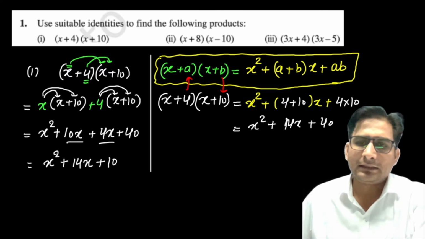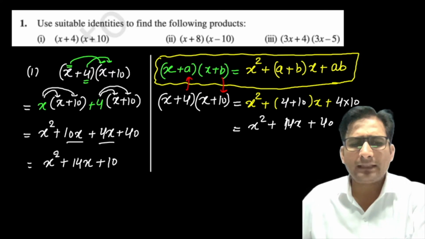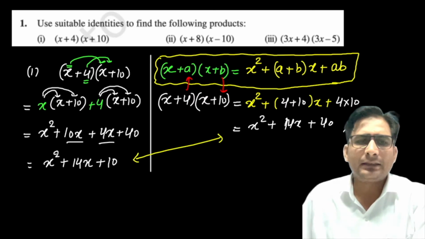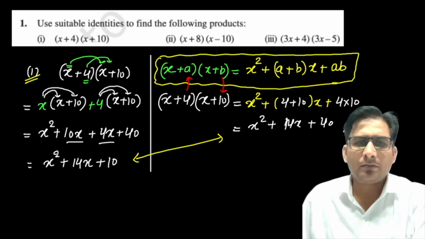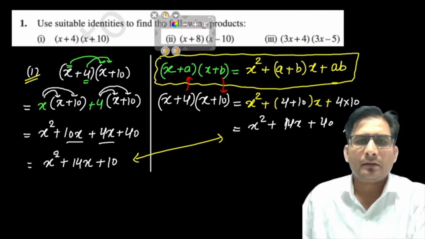So this is the answer in this case. If you look at these answers in both the cases, it is the same. So this is the general method by opening the bracket, and this is the solution of this question by using the identity. I hope this question is clear to you. Yes, sir. Now look at the second part here.